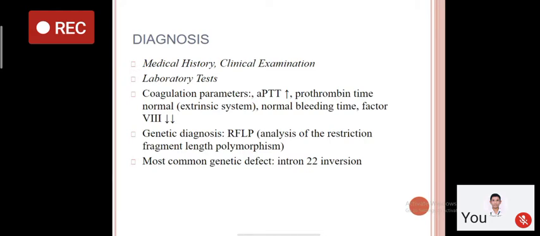And in a newborn, if there is prolonged bleeding from the umbilical stump, or if there is formation of a large cephalhematoma, or if there is a diffuse bleed at the time of teeth eruption or falling of the cord.